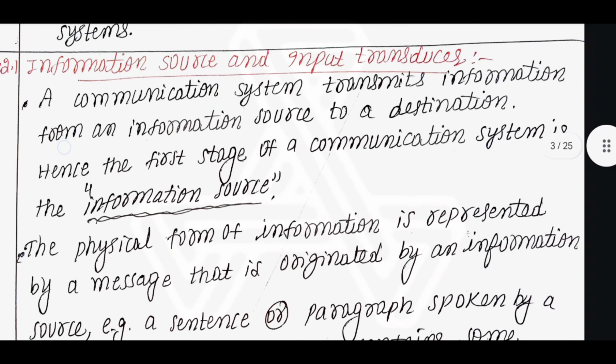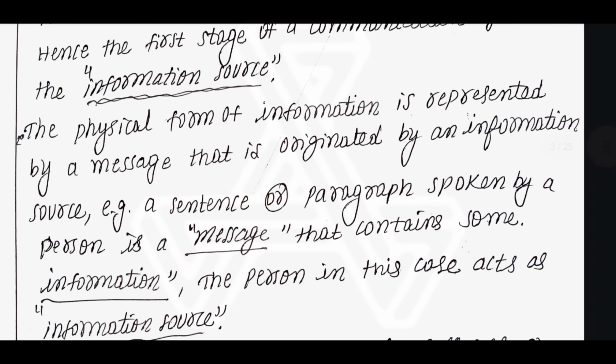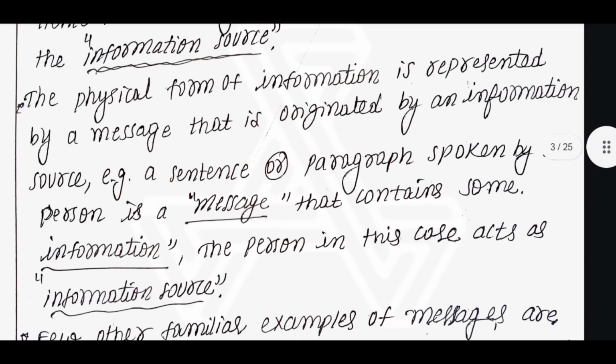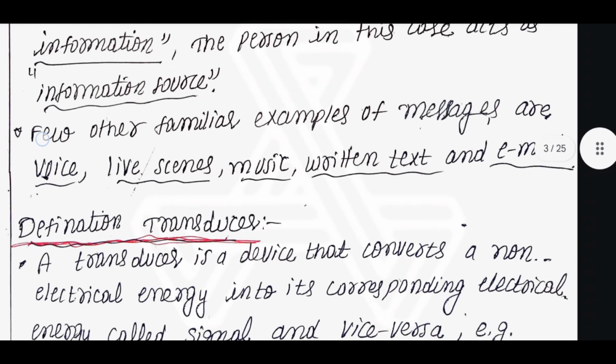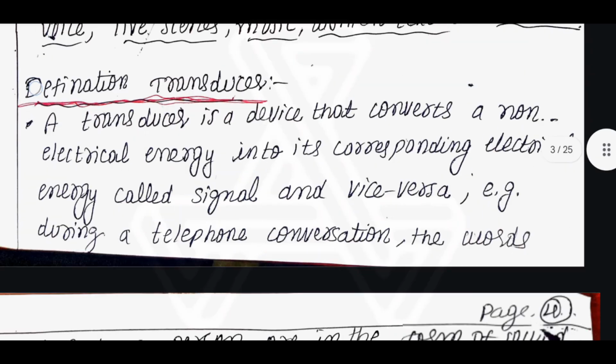Information source and input transducers. A communication system transmits information from an information source to the destination. Hence, the first stage of the communication system is the information source. The physical form of the information is represented by a message that is originated by an information source. For example, a sentence or paragraph spoken by a person is a message that contains some information. The person in this case acts as the information source. Few of the familiar examples of messages are voice, live scenes, music, written text, and emails.